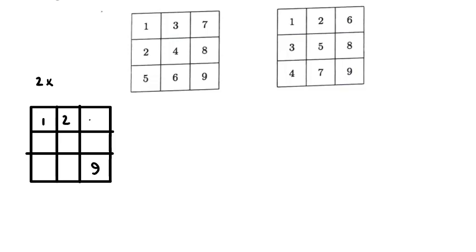Now for 3. Let me tell you why 2 can only be in these two places. For example, if 2 is here, then this number should be greater than 1 and less than 2, and it's impossible. So we consider 2 here and multiply by 2. 3.